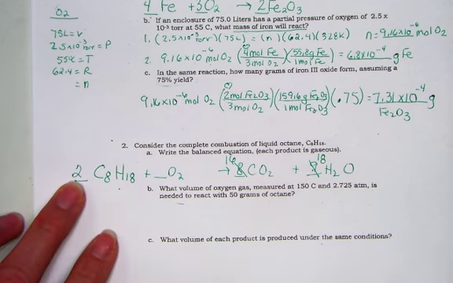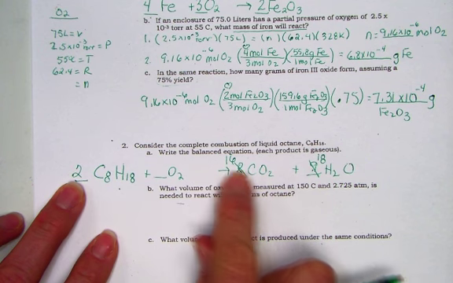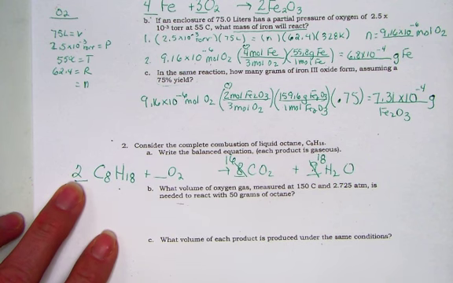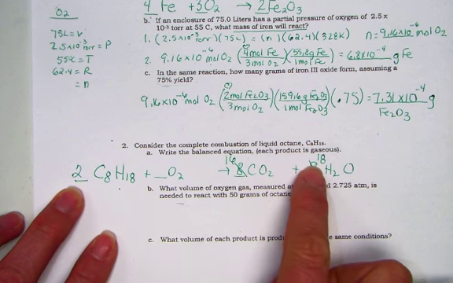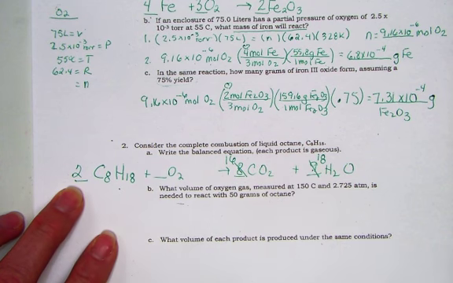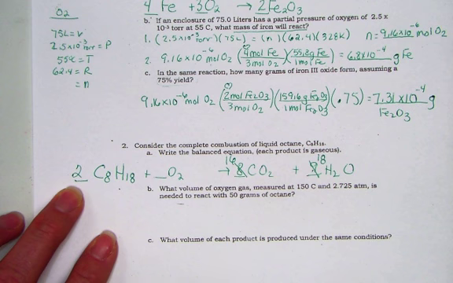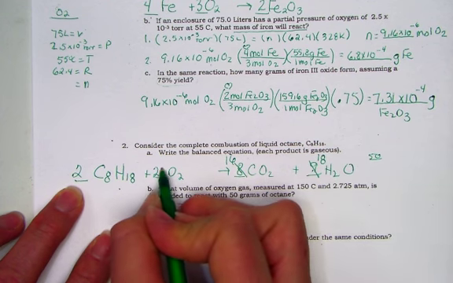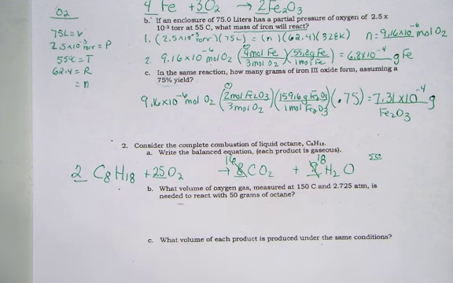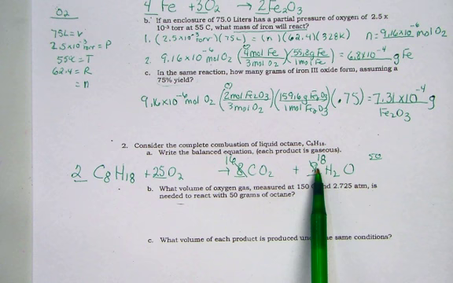2 in front of the octane gives me a 16 in front of the carbon dioxide. A 2 in front of the octane makes me put an 18 in front of the water. And now let's count the total number of oxygens on the right. 16 times 2 from the carbon dioxide and 18 more gives me a total of 50 oxygens, so I can place a 25 in front of my O2. A 2 to 25, 16 to 8 coefficient ratio.